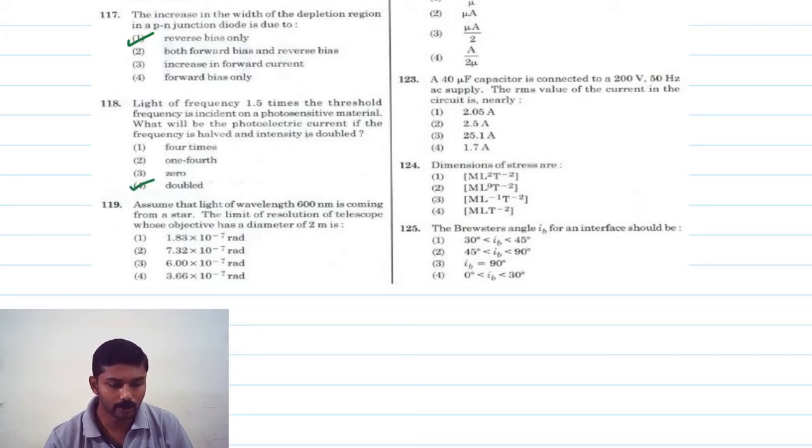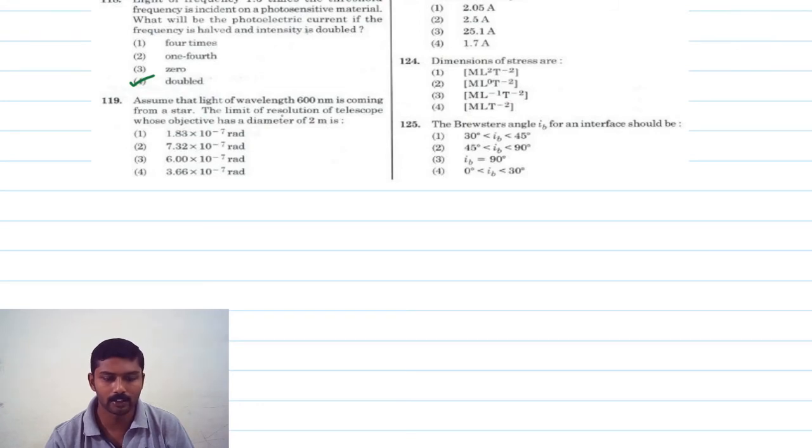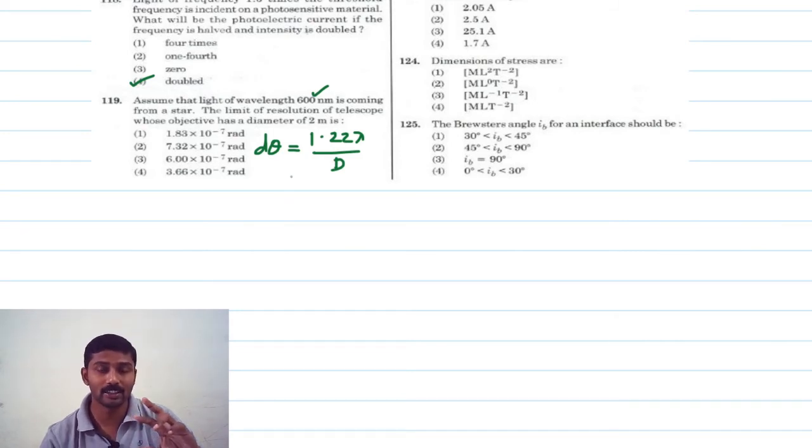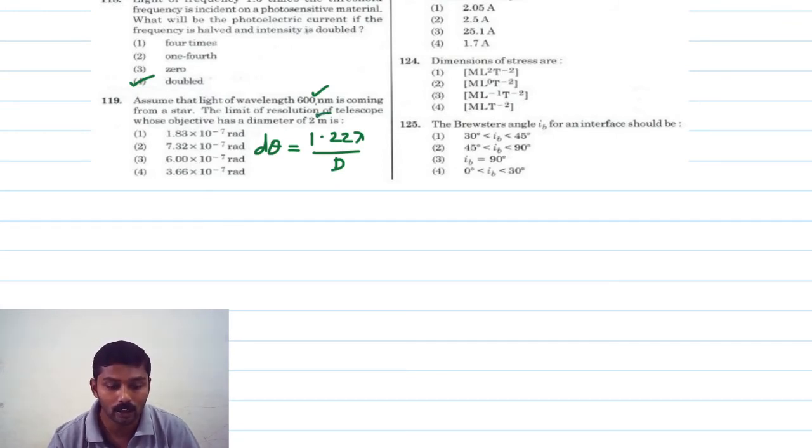Now look at the next question. 119, light has a wavelength of 600 nanometer from a star. The question is for the limit of resolution, which is equal to d theta equals 1.22 lambda divided by d. It's a very simple question, right? How will you find the resolving power? It is the reciprocal of the limit of resolution. Just substitute the value, the diameter is already given as 2 meter, and 600 nanometer, 600 into 10 to the power minus 9. You will get an answer of 3.66 into 10 to the power minus 7 radians. Now let me slide to the next question.